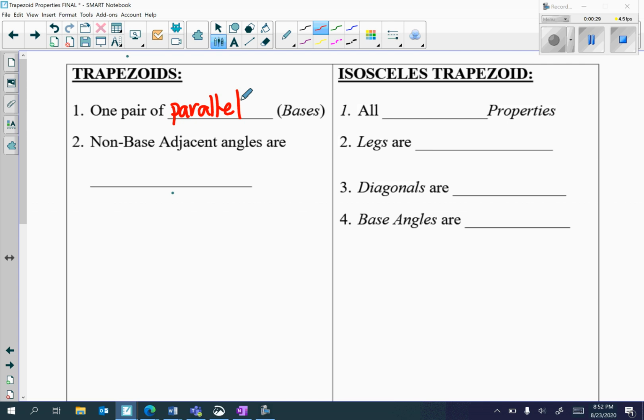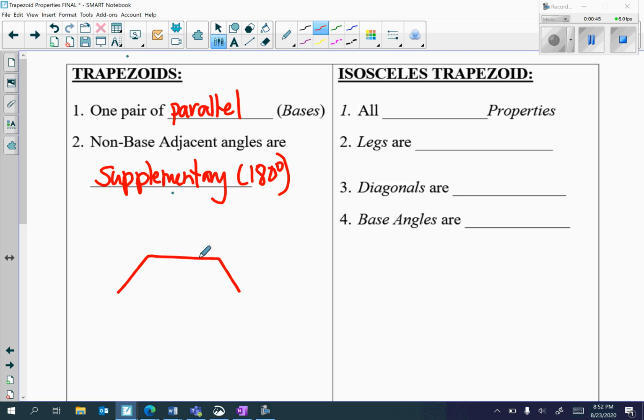We also have non-base adjacent angles, remember adjacent means next to, are supplementary, meaning they add to 180 degrees. Let's draw a quick sketch of a trapezoid. Here is the trapezoid, and these are the parallel sides. We call these the bases.